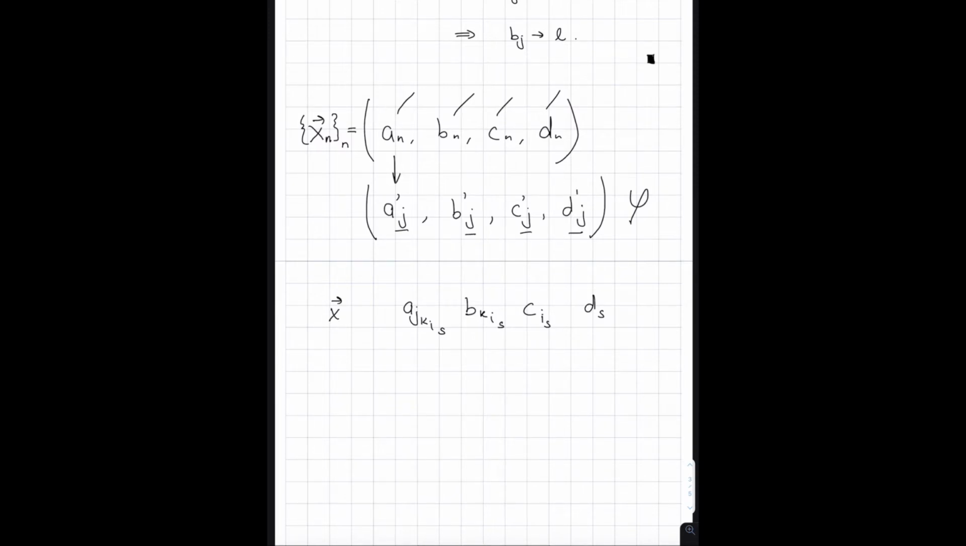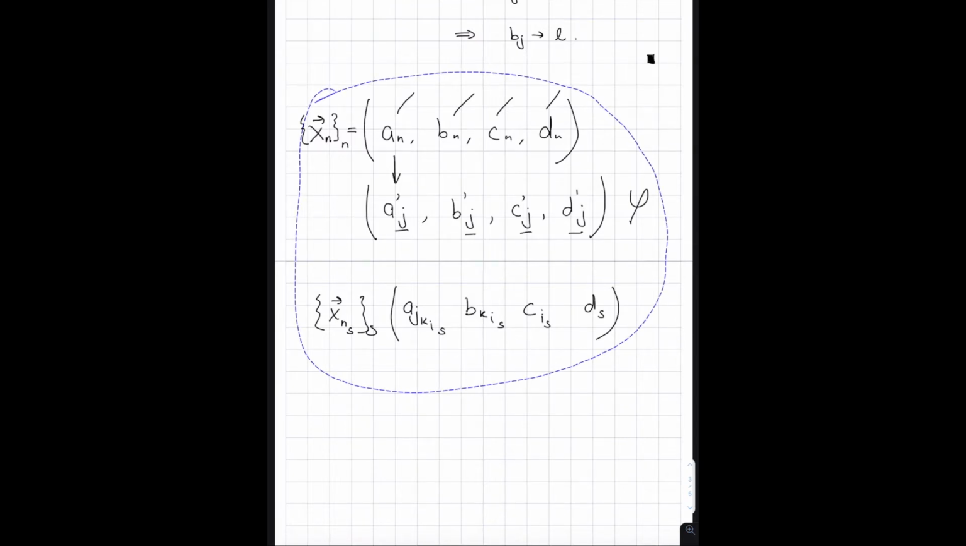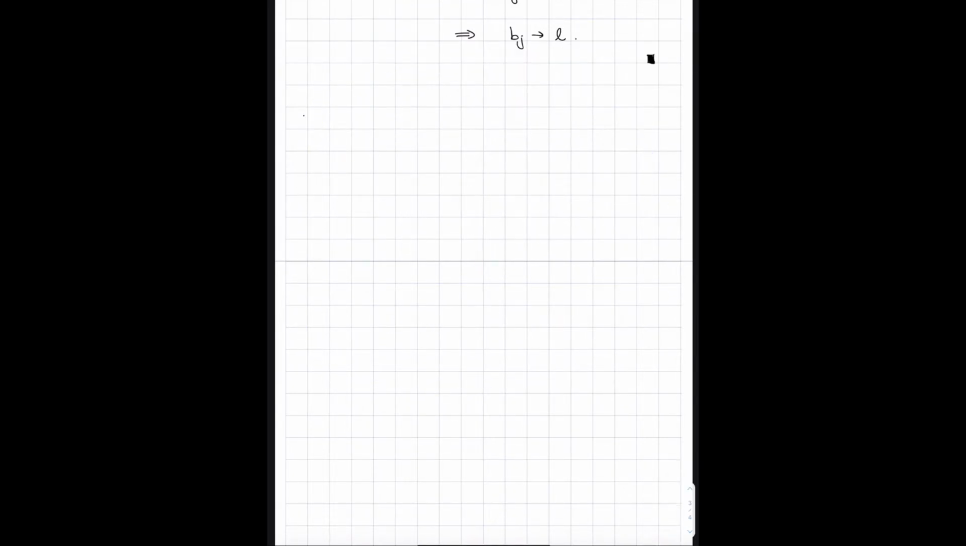This is a subsequence of x of n, and it's defined as S, and you can prove that this converges. So that's basically the idea behind the second theorem. I'm not going to prove it because it's a straightforward proof.